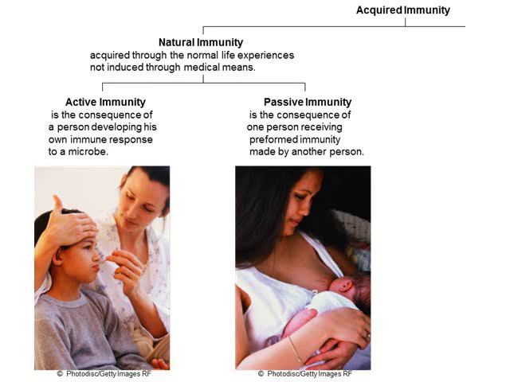So acquired immunity, there is natural immunity. Natural immunity is acquired through normal life experiences. It's not induced through any medical needs, so just living life, getting sick, for example. Under natural immunity, you can have active immunity. This is when you get an illness and your immune system responds to that microbe and is able to fight it off later.